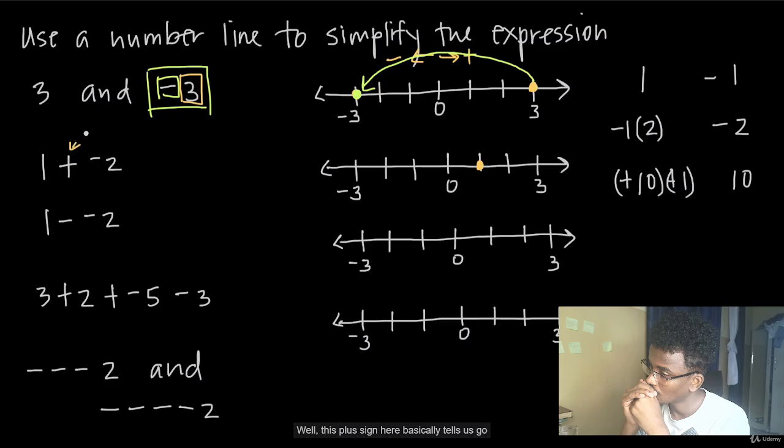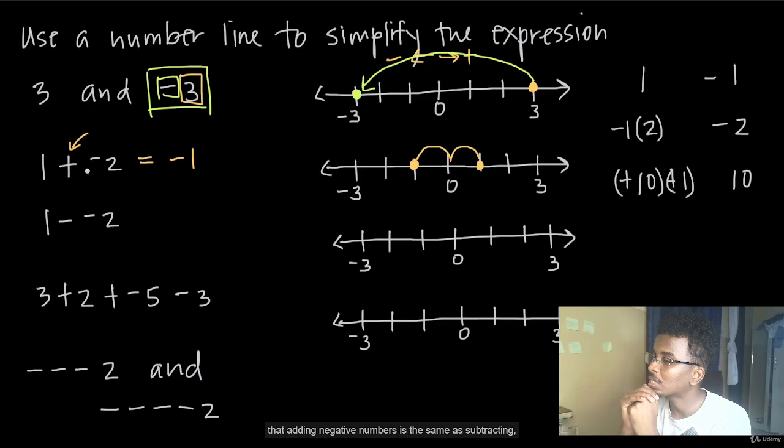This plus sign basically tells us to go in the direction indicated by the number that follows. The fact that -2 is negative tells us to move to the left. So this plus sign says, yes, move to the left. We move 2 units to the left from the point where we were, and we get to this point here, which is -1. So this is equal to -1, and that makes sense because adding negative numbers is the same as subtracting. This is really just 1 minus 2, which we know is equal to -1.